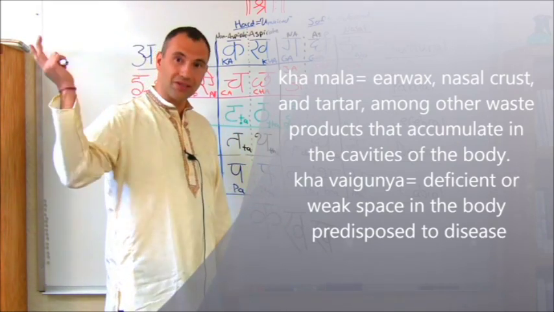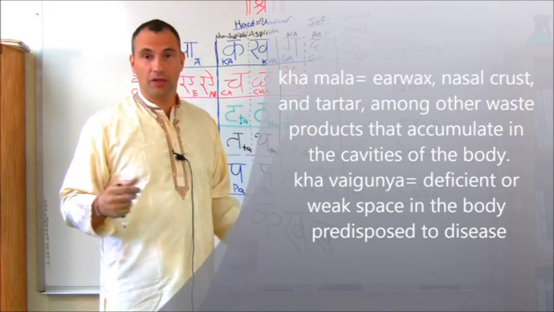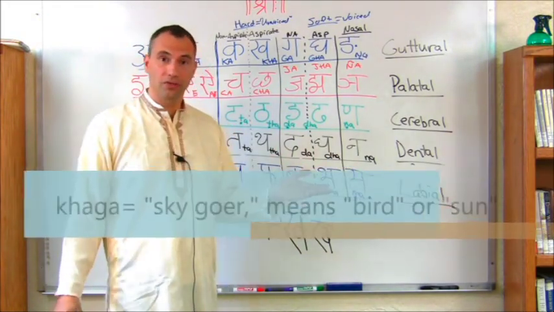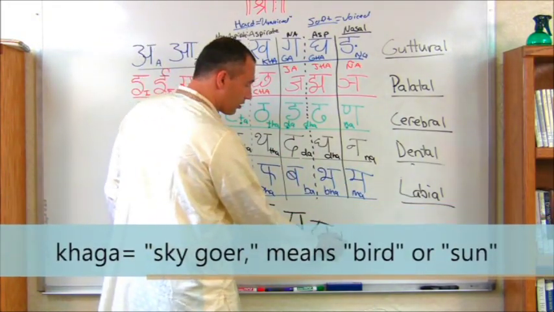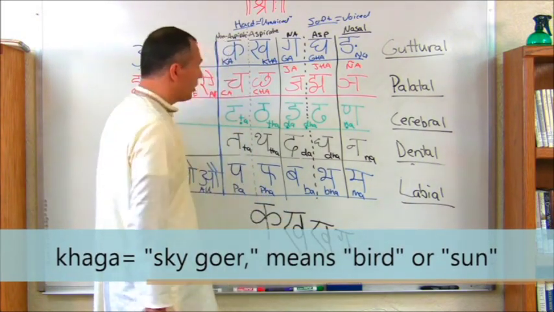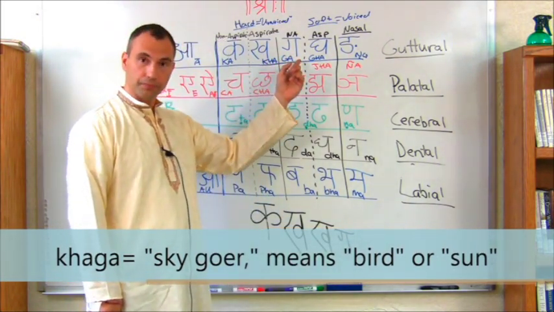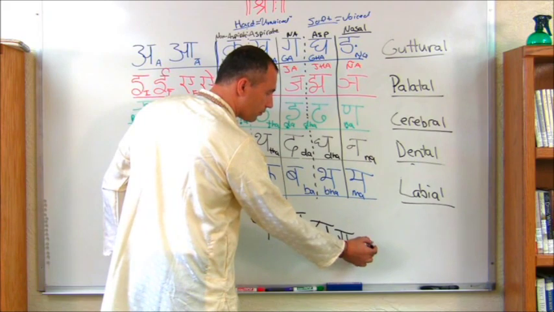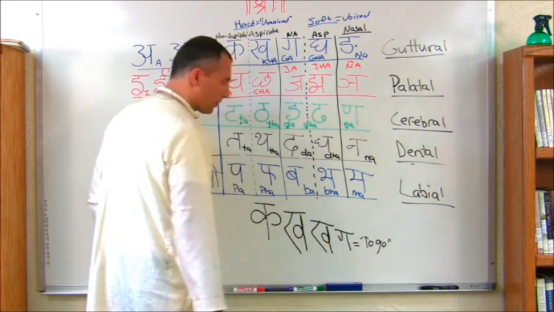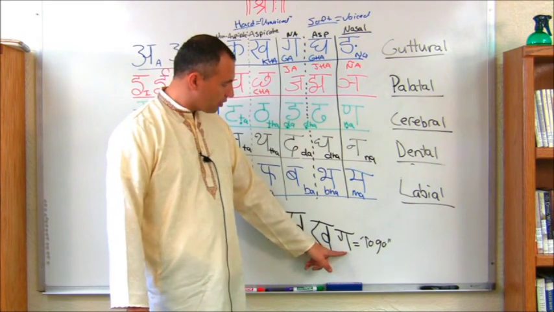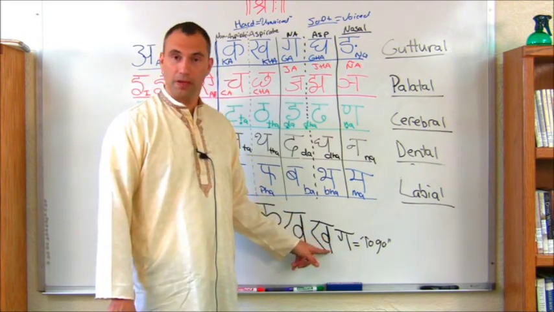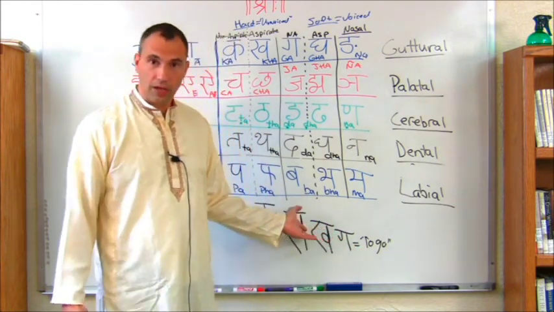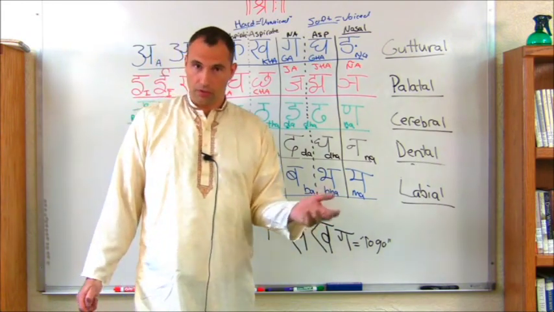Kha also means the sky. A word for the sun is Khaga, or that's a word for a bird, something that goes in the sky. Well, ga is our next letter. Ga literally means to go. Okay? So kha-ga is something that goes through space, goes through the sky. So a bird, in Sanskrit, the word for a bird, among others, is Khaga.